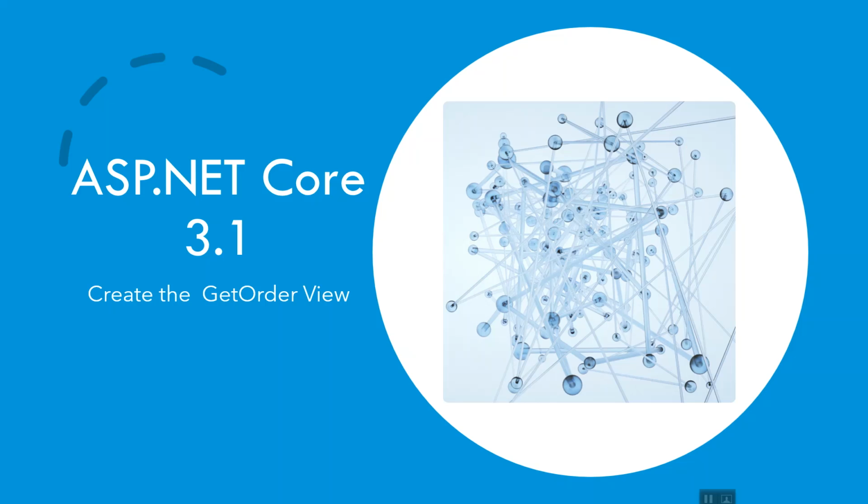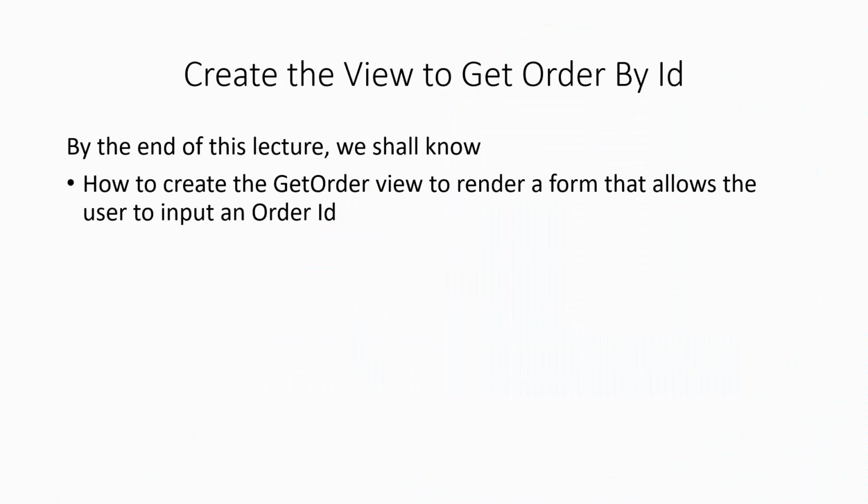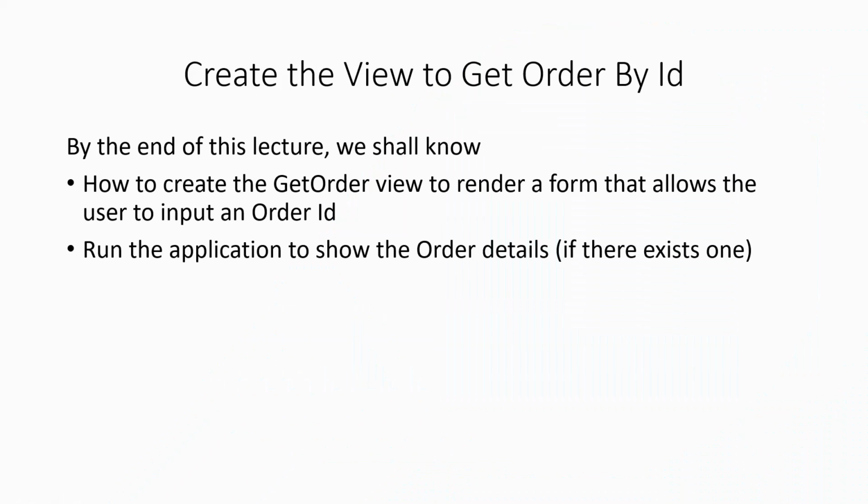Let's get over to the learning outcomes of this lecture. Create the view to get the order by ID. By the end of this lecture, we shall know how to create the GetOrder view to render a form that allows the user to input an order ID and get the order by that order ID if such an order exists, and run the application to show the order details if there exists one.